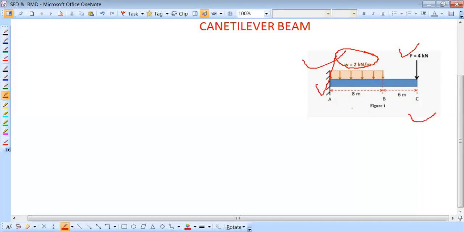So for this type of loaded beam, how can I draw the SFD and the BMD? Let's see. This is a cantilever beam, so there is no need to find the reactions. We can directly find the SF, then the BM, then draw the SFD and BMD diagrams. Let's see how to find the SF at different points, then the BM at different points.